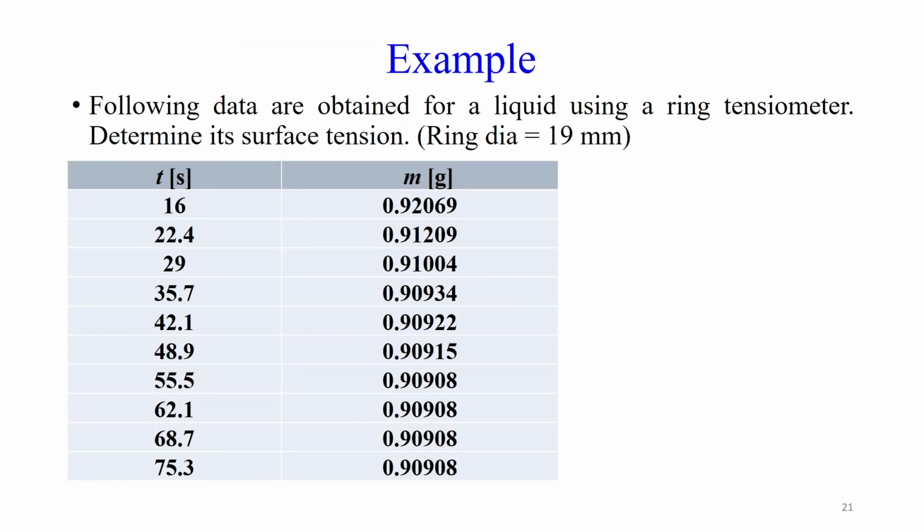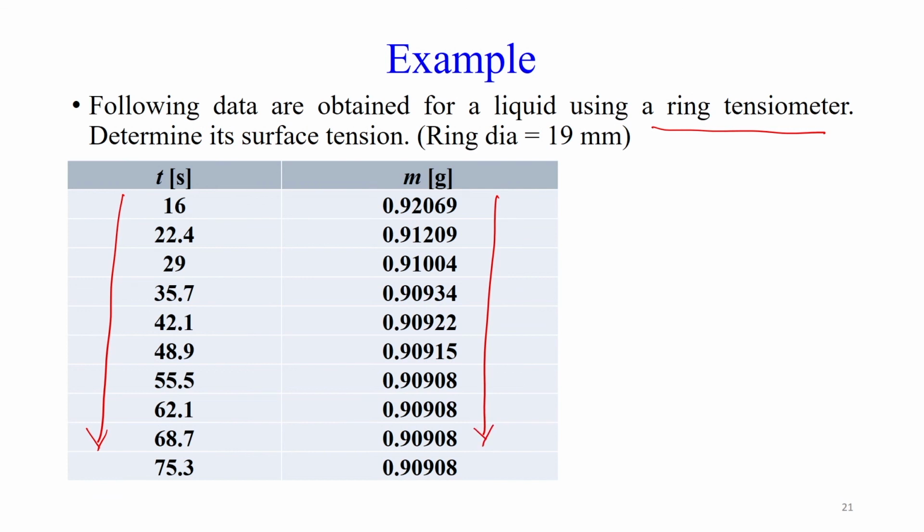So, we will just see one example. Here the ring tensiometer was used to determine the surface tension, and the diameter of the ring was 19 millimeter. With different times, what you see is, with increase in time, it is pulling and measuring the weight, but there is also some decrease in the weight.